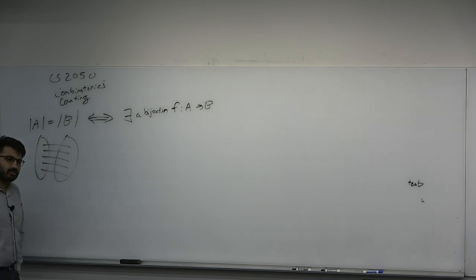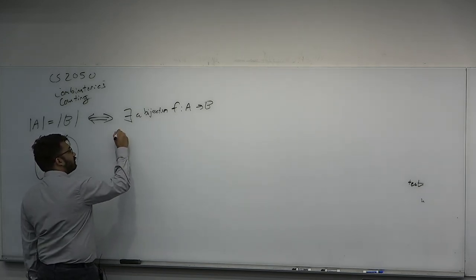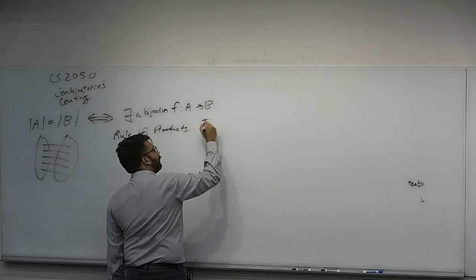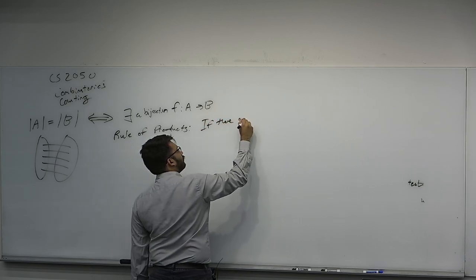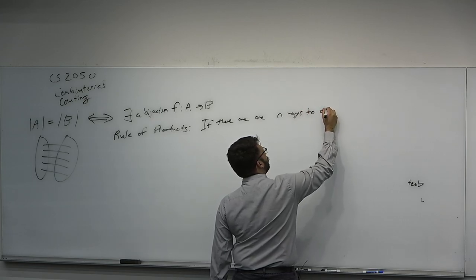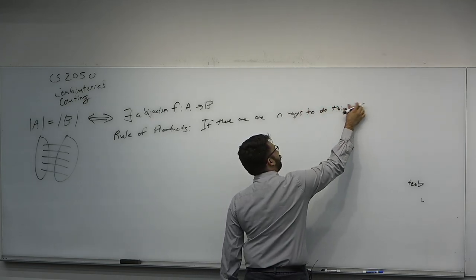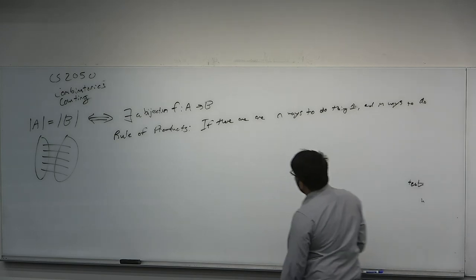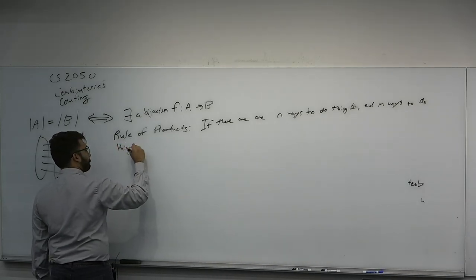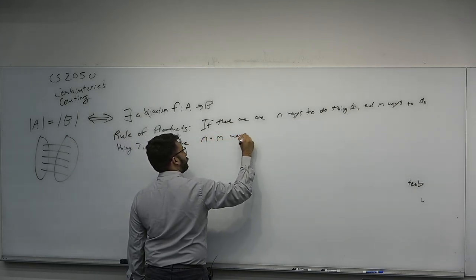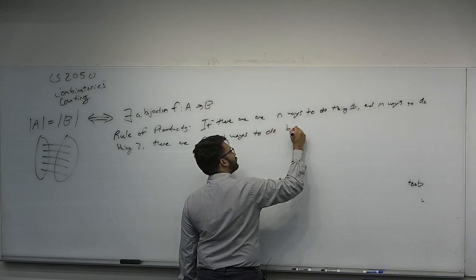Sometimes things are so obvious that they shouldn't even be given names, but they still have to be given names to be called something. This one is called the rule of products. If there are n ways to do thing one, and m ways to do thing two, there are n times m ways to do both sequentially.